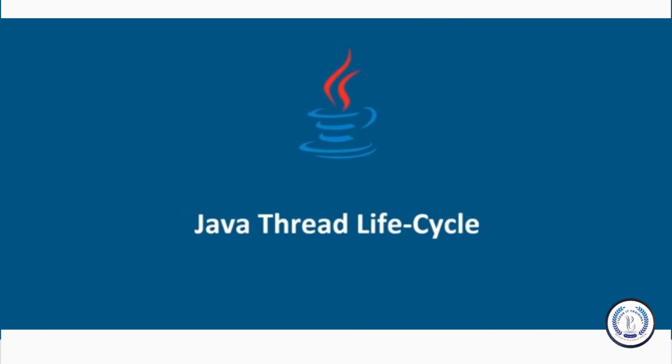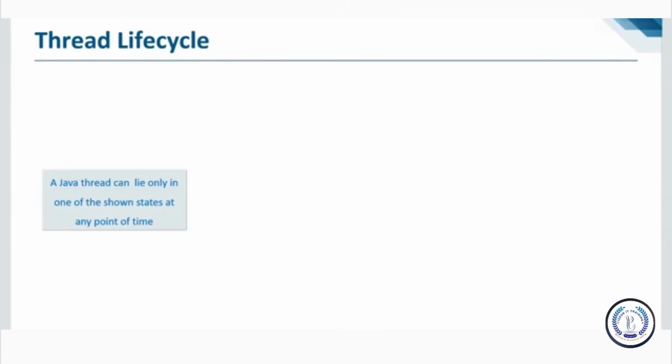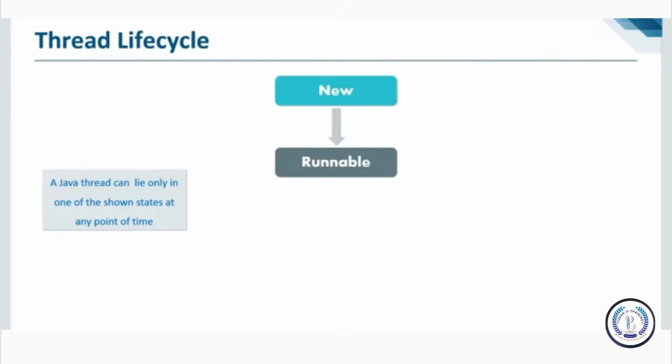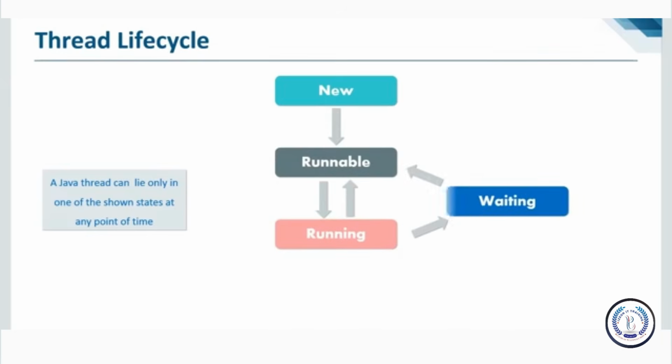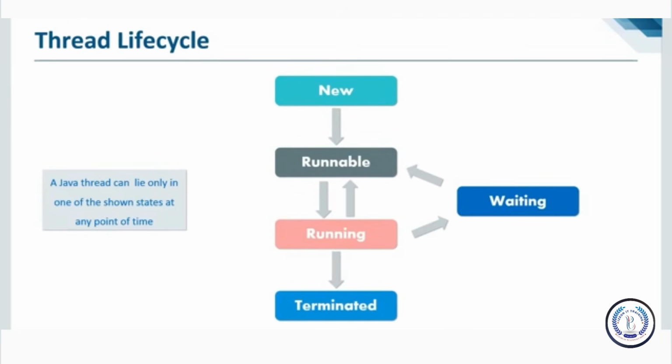Once we create a thread, it will have a life cycle. So how is it going to work? A thread can lie only in one of the shown states at any point of time. Typically, guys, we'll have a thread with a state called new. When you create a thread, its state is new. Then we move into the runnable, then into the running, and finally the thread will be terminated. In between, a thread can have the waiting state, which can iterate between your runnable and running.